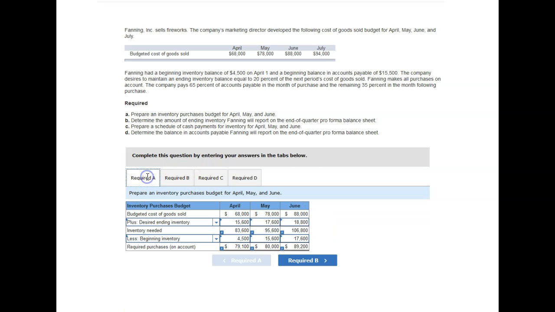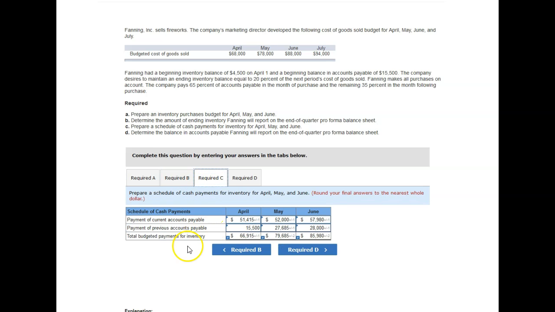Let's go back here to requirement A. We have $79,100. I'll do it on my calculator, $79,100. And it says we expect to pay 65% of that in that same month. The month of purchase, you pay 65%. So 79,100 times 0.65, there is $51,415 right here. So this is 65% of the expected purchases in April. This number was given to us right here. Going into April, we had accounts payable, and that's really the 35% left over from the previous month in March. But anyway, they gave it to us. So in April, cash going out the door for inventory is $66,915. 65% of the current month's purchases and 35% of the previous month's purchases. Total $66,915.